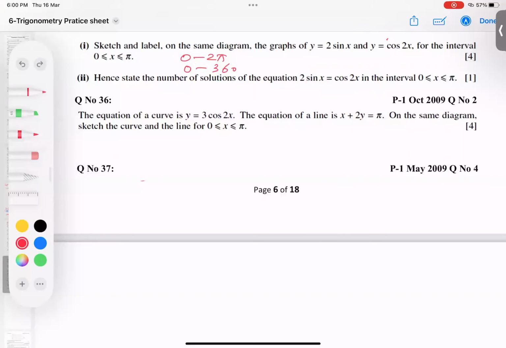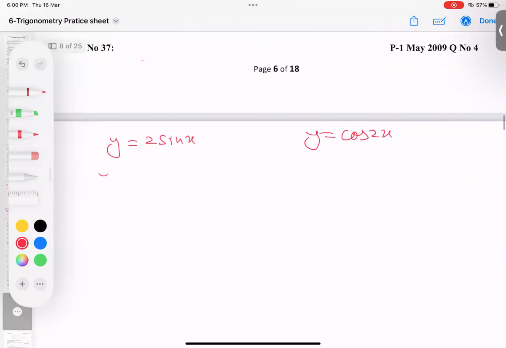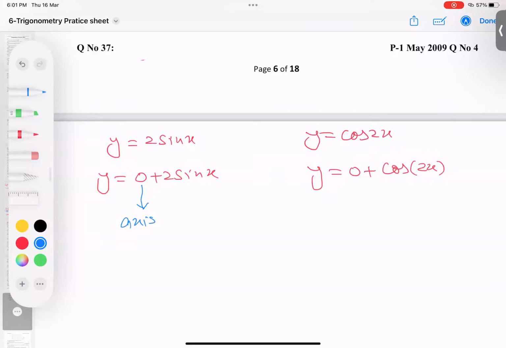I'm writing both equations, but in a different way. Have a look carefully. First of all, I'm writing the axis. The axis is 0, so 0 plus 2 sin x. And here the axis is not mentioned, so 0 plus cos 2x. For your knowledge, this 0 is called the axis. This 2 is called the amplitude. And here we have 1, so 1 is called NOC, the number of cycles.